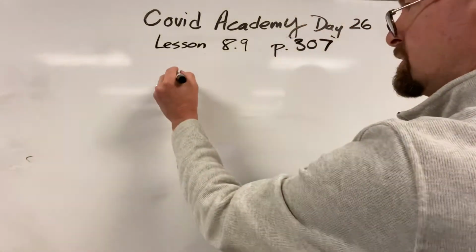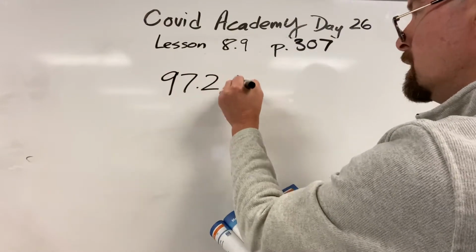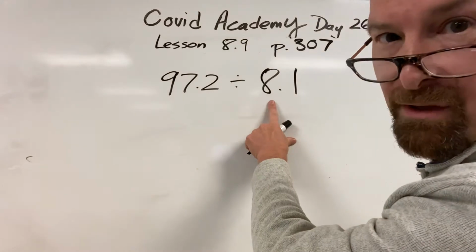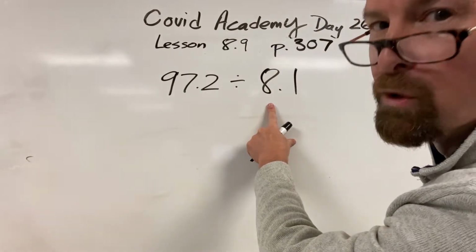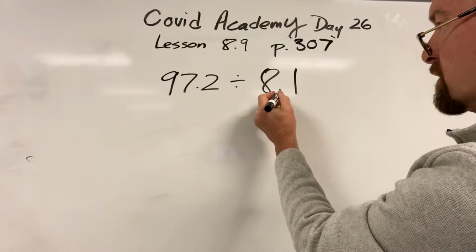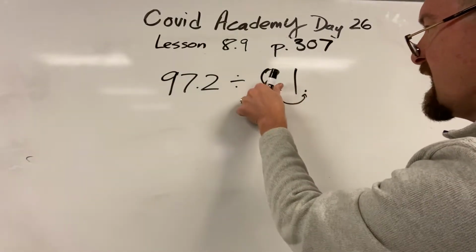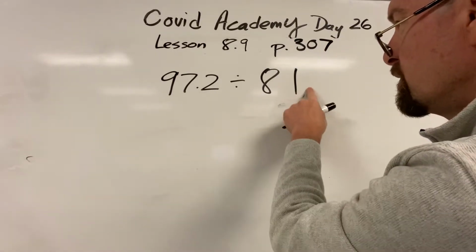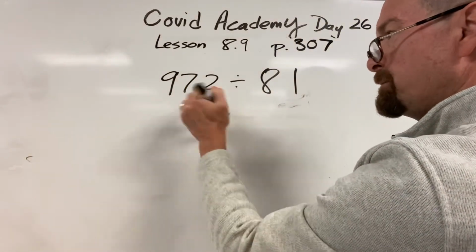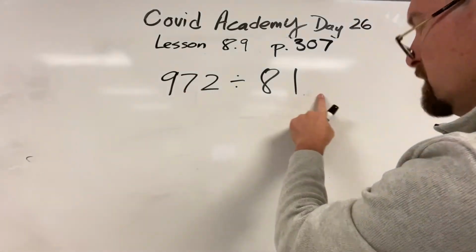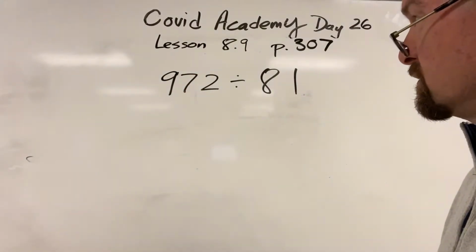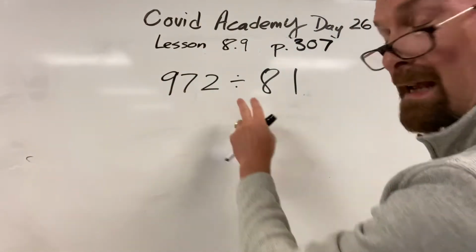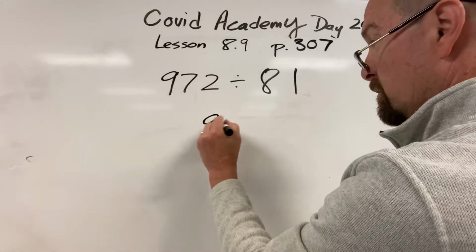Divide 97.2 divided by 8.1. Can we deal with that decimal? No, we can't. We've got to get rid of it. So if you move it over there to make it go away, it's like it's not even there. But you can't move that one over unless you do the same thing here. So now we've got the equivalent problem of 972 divided by 81. We're going to get the answer, and we don't have to mess with the decimal because the answer will be the same. But it's a little rude.